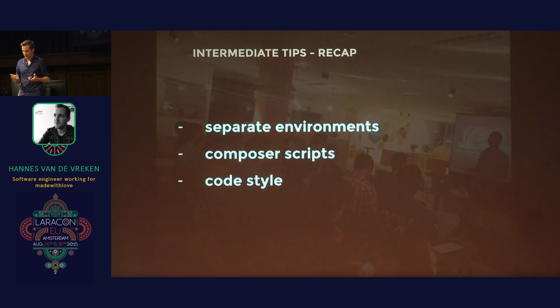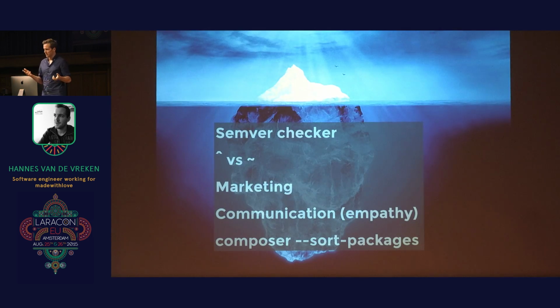So for intermediate tips, we talked about separate environments, composer scripts, and code style. Obligatory iceberg slide. There's a ton more you can talk about. Like the caret versus tilde constraint, semver checker, marketing, how to market your package, empathy, empathize with contributors, and the composer sort-packages flag. There's a ton more you can talk about, but I'm gonna keep it at this. Love you, Matt Stauffer.